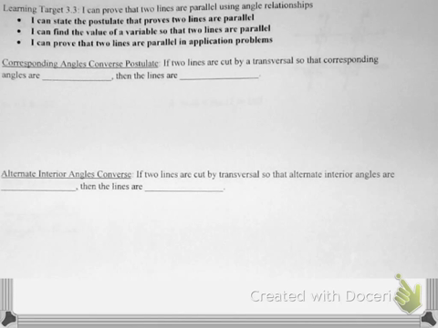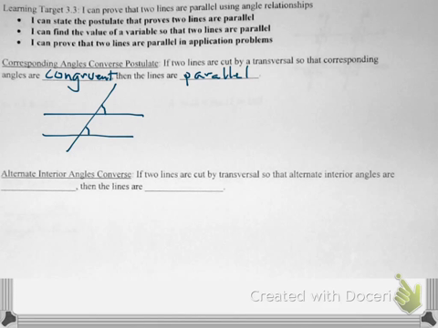So all of these definitions that we're going over in these notes are the converse of the original one that you used. For example, the first one says corresponding angles converse postulate. And this one is: if two lines are cut by a transversal so that the corresponding angles are congruent, then the lines are parallel. So in picture and notation form, if I have two lines cut by a transversal, and I know that this angle and this angle, which are corresponding angles, are congruent, then we can say that the lines are parallel.